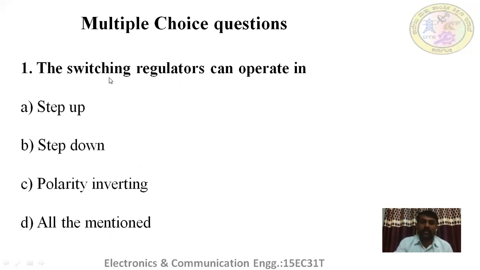We know that switching regulator can operate as a step down, step up, and inverting configuration. Therefore, the answer is option D. That means switching regulator operates in all three configurations, or it is capable to provide step up, step down, and the inverting output.